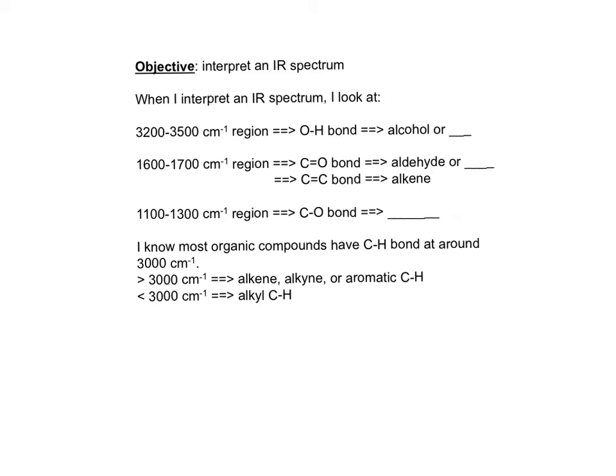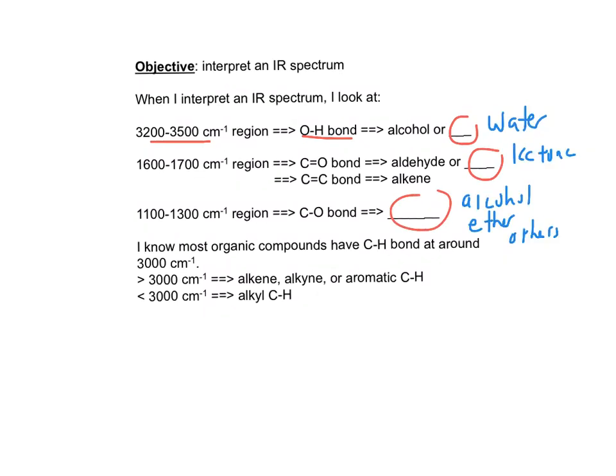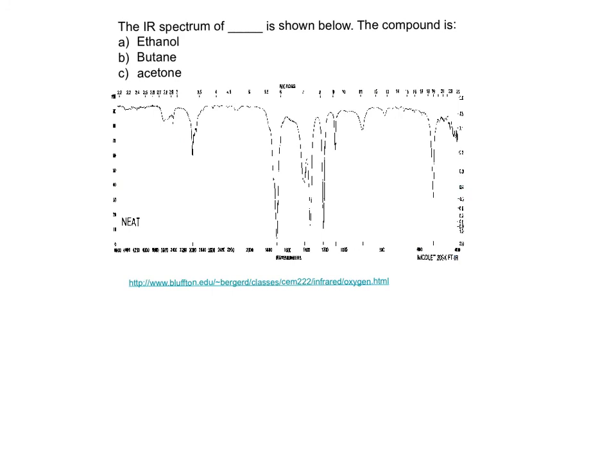So you've measured an IR spectrum, then you want to interpret that IR spectrum by matching the peak to a bond type. So stop the video and answer these questions here. So here are the answers. The IR spectrum of ethanol, butane, or acetone is shown below. So stop the video for a minute and interpret the spectrum.